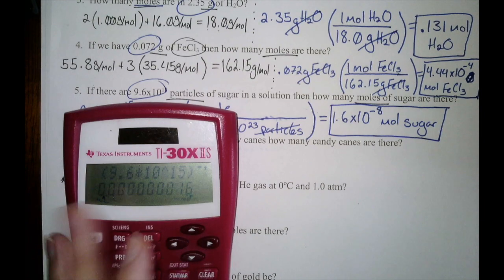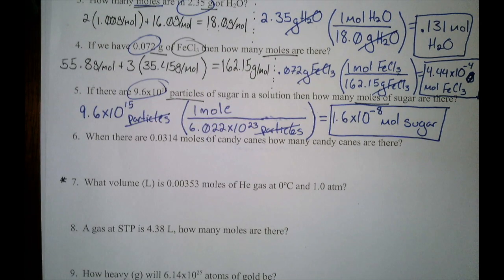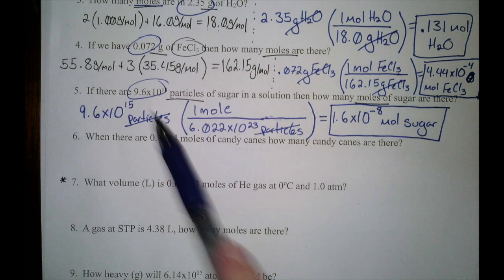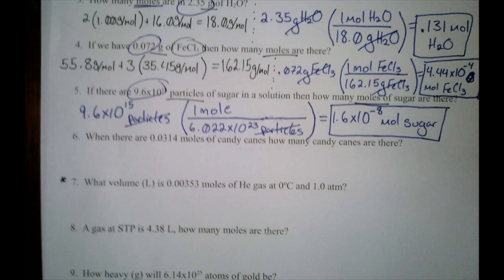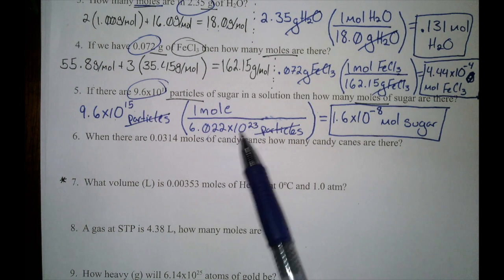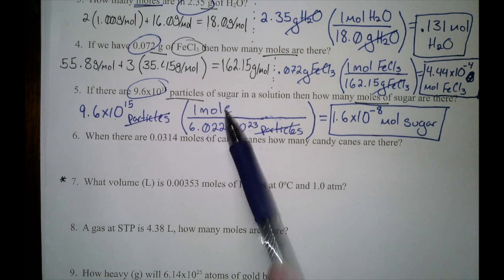Which in this case, getting a very small number should make sense, because when we look at the number of particles of sugar in the solution, they're only times 10 to the 15th. That's a lot smaller than Avogadro's number, times 10 to the 23rd, which is equal to 1 mole.